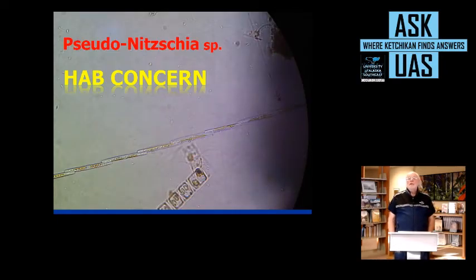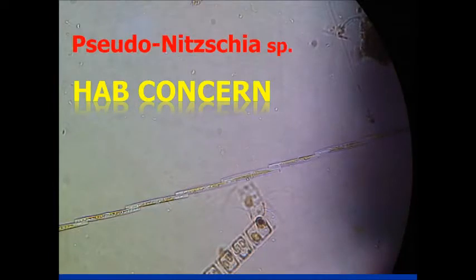There's Pseudo-nitzschia right there. I took that picture of a sample taken out here in the Narrows, and you can see that the Nitzschia is that long string in the middle of the slide, attached to each other. That's Pseudo-nitzschia, and that's a HAB concern. If you ever see that term, HAB stands for harmful algal bloom, and they are really, really a problem in some places.